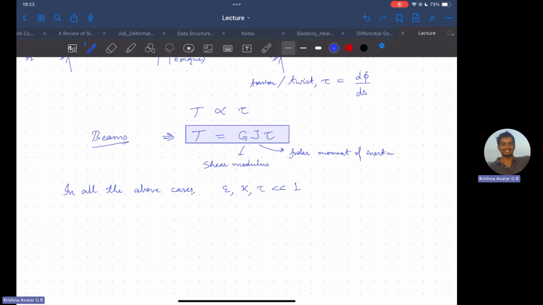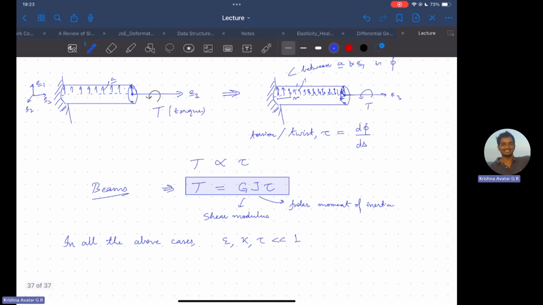Recall that epsilon, kappa, and tau are just a measure of the change. It just gives us an idea about the change. It does not mean that the body cannot undergo large deformations. The body can still undergo large deformations, but even then, we can have epsilon, kappa, and tau to be much less than 1.